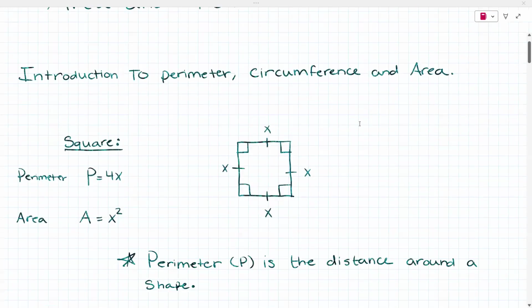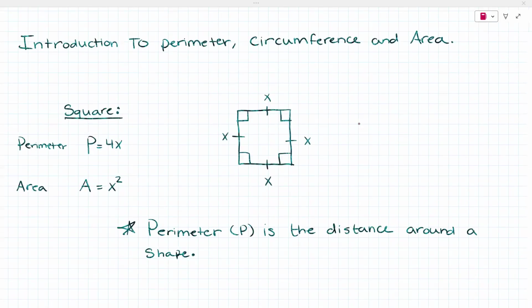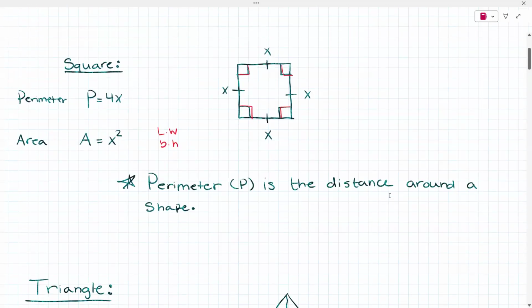So here we have a square. And as you can see, a square has all four congruent sides and four 90-degree right angles, right? And so the perimeter is basically adding up all the sides, which is x plus x plus x plus x, but that could be shortened as 4 times x. And then the area is length times width or base times height. And in our case, because each side is x, it would be x times x or x squared. So perimeter is the distance around the shape.